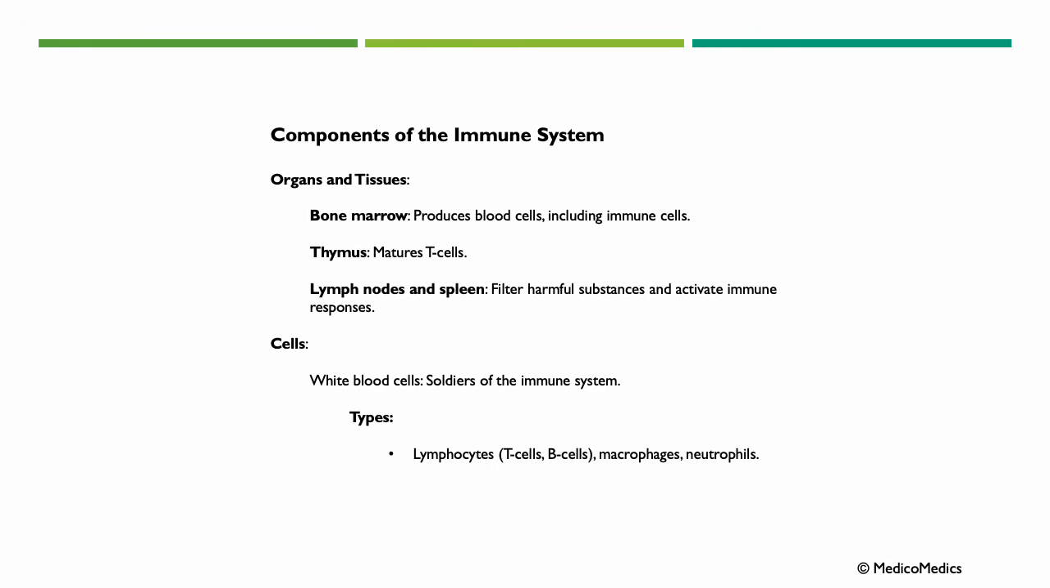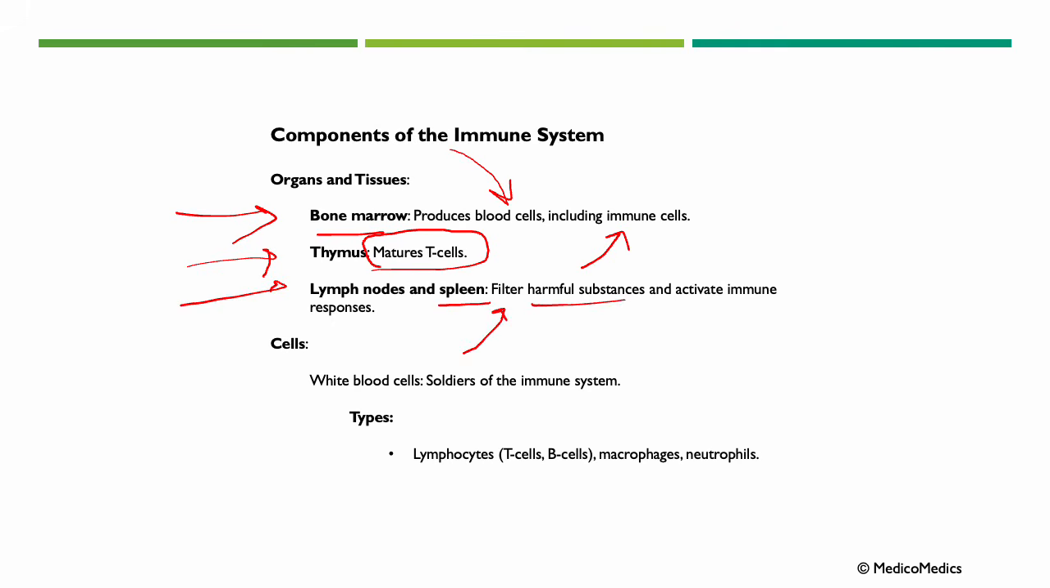Now, briefly, some components of the immune system. So, organs and tissues that are important. We have the bone marrow. This is where blood cells are produced, including our immune cells. We have the thymus. This is where T cells mature. We then have lymph nodes and our spleen. These are involved in filtering harmful substances and activating immune responses.